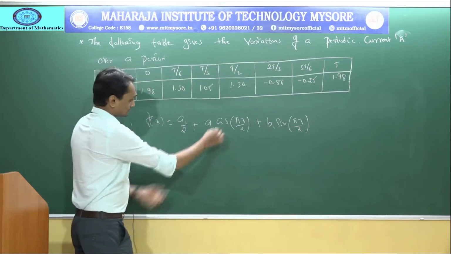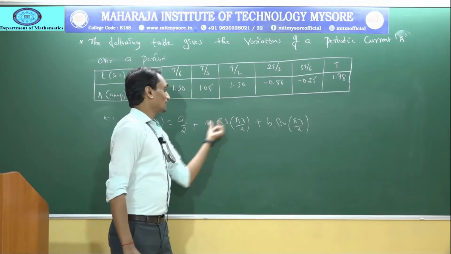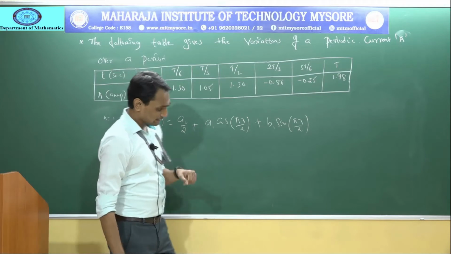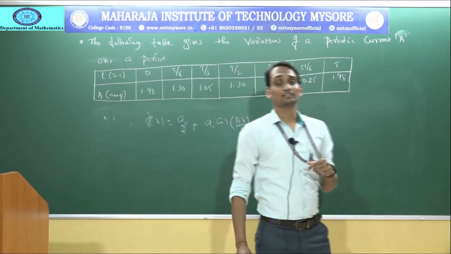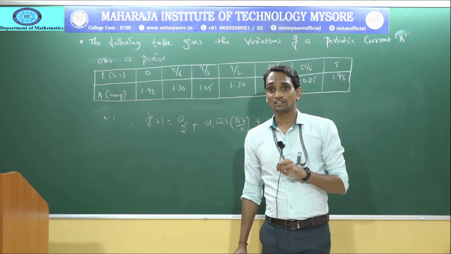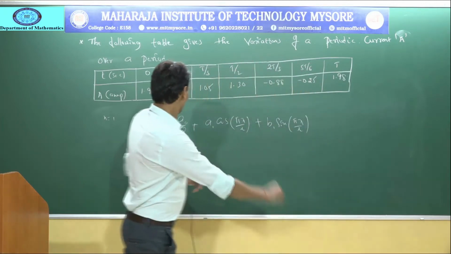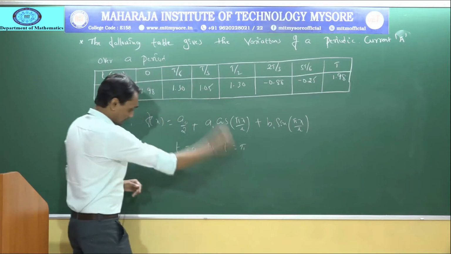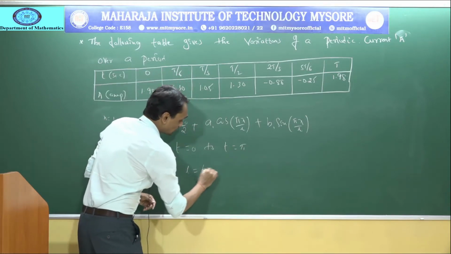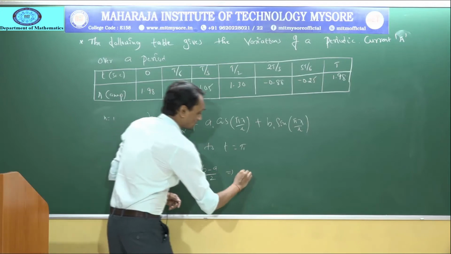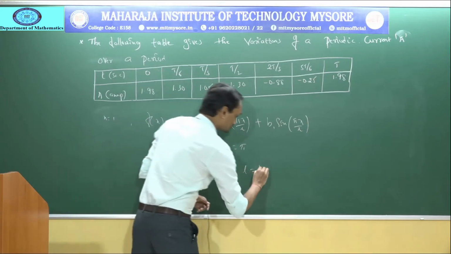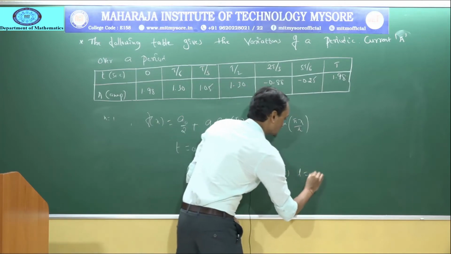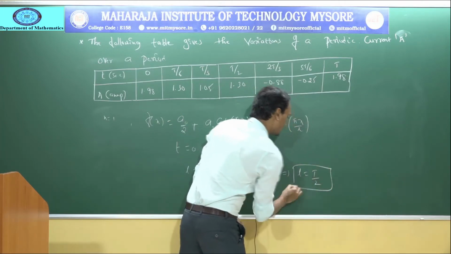Now the first thing is we need to calculate the a1 and b1 values, including a0. Before calculating that, the given question is an arbitrary function. In an arbitrary function, the first thing is calculating the L value. T lies between 0 to T. So L equal to b minus a divided by 2, which implies L equal to T minus 0 divided by 2, which implies L equal to T by 2.